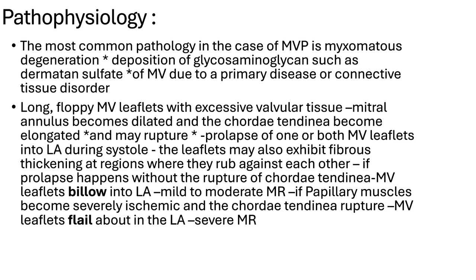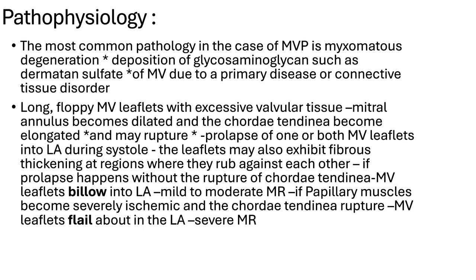So the mitral valve annulus becomes dilated and the chordae tendineae become elongated, and they may rupture eventually, which will lead to prolapse of one or both of the mitral valve leaflets into the left atrium during systole, and this one is without rupture. The leaflets may also exhibit fibrous thickening at regions where they rub against each other.